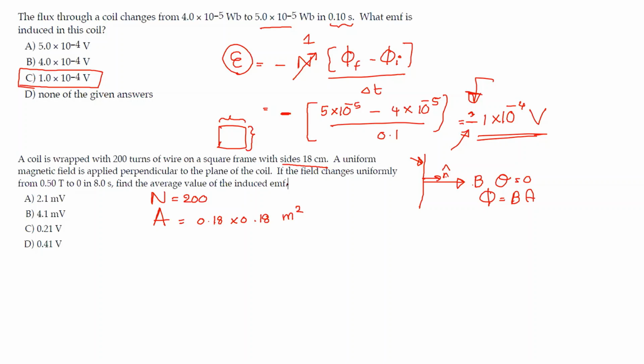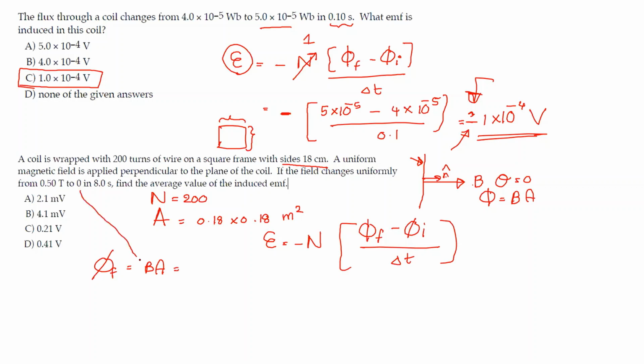So like we did before, EMF is given by negative N times the final flux minus initial flux, divided by the time taken. So let's find the final flux and initial flux. What is your final flux? It is B times A, but your final B is 0, right? So final flux is 0. Initial flux is B times A, and for that your B is 0.5 Tesla and A is 0.18 squared.